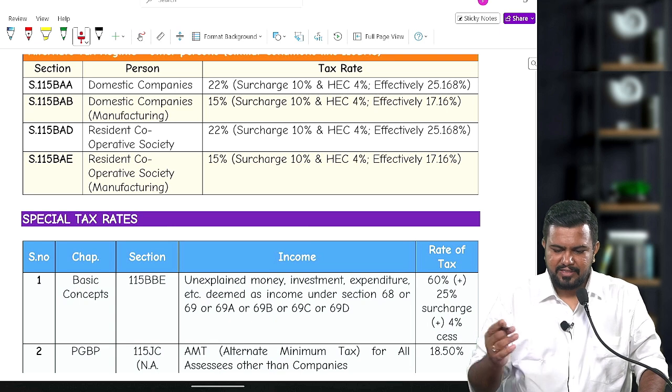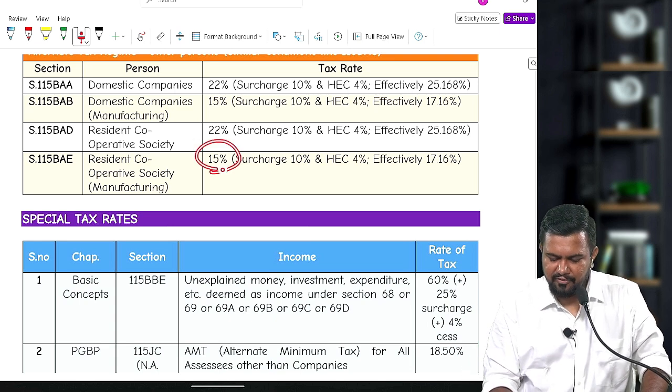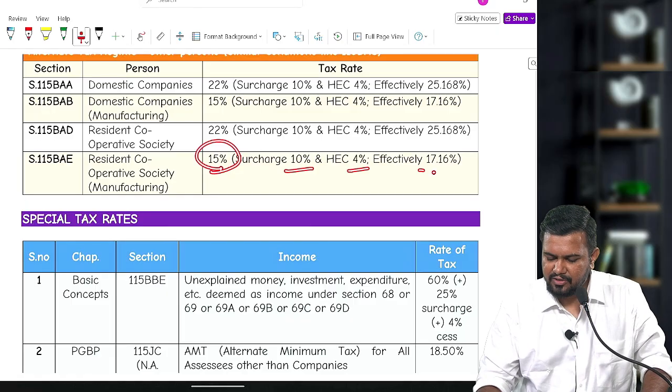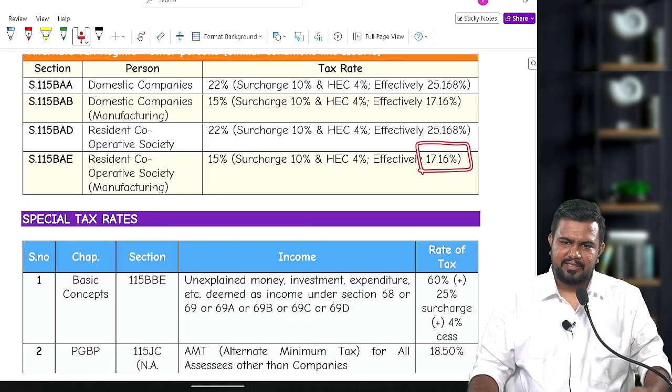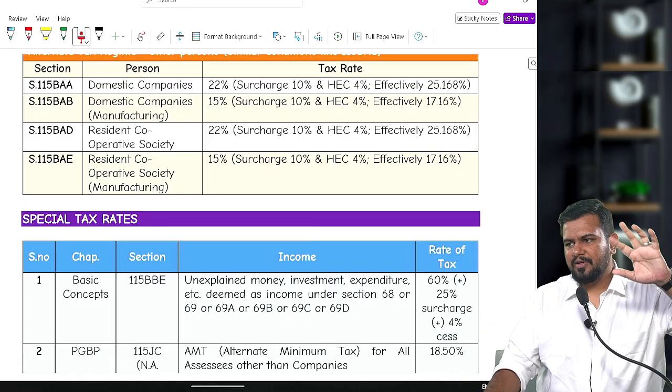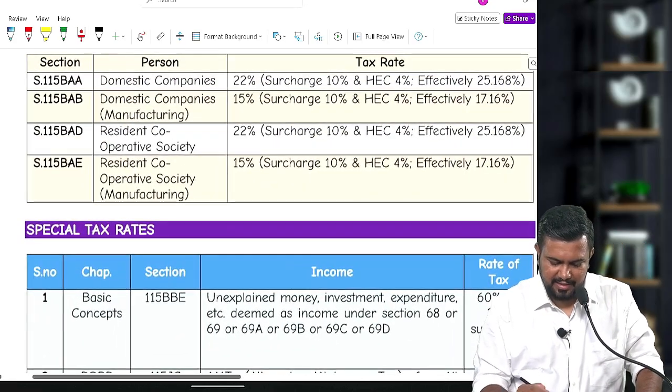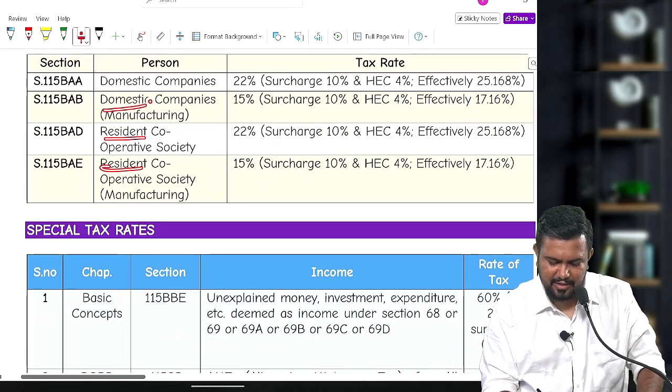Then for a new manufacturing cooperative society, it means 15% tax plus 10% surcharge plus 4% cess. So effectively it is 17.16%. The same concept applies for a domestic company and a resident cooperative society also. Here resident is there, domestic is there.